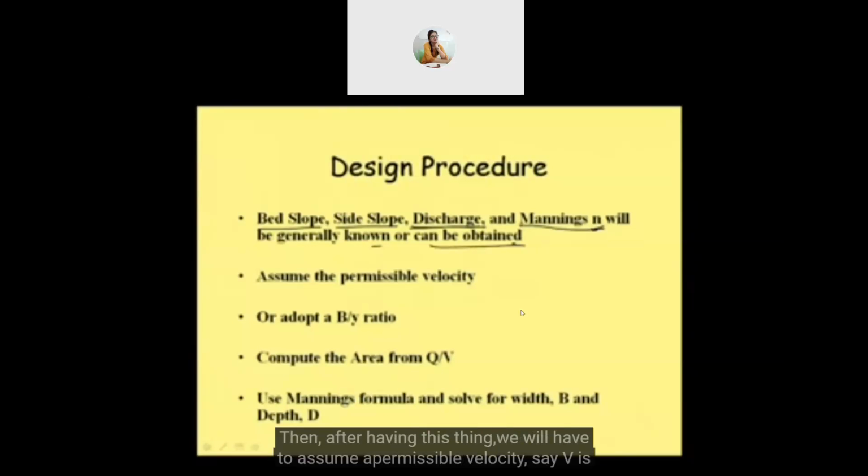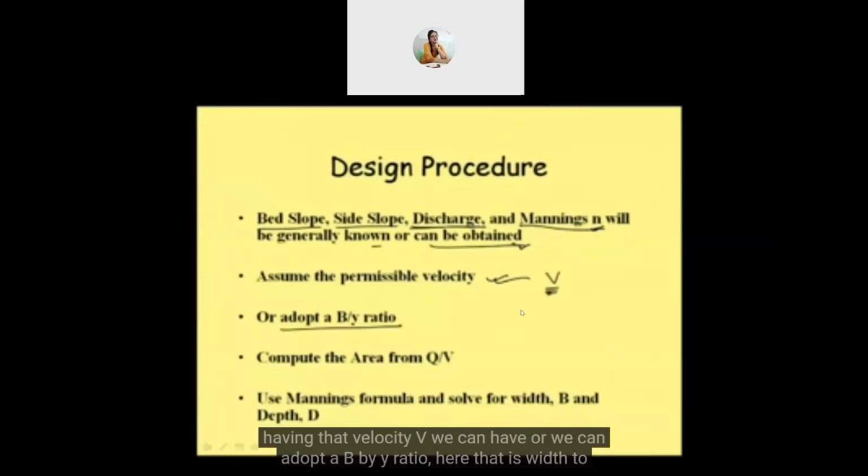Then after having this, we'll have to assume a permissible velocity. So say V is known. What should be V? Or sometimes, rather than having that velocity V, we can adopt a B by Y ratio, that is width to depth ratio. And some organizations have worked, and for a particular discharge, what should be the B by Y ratio, some tables or graphs are available that we can also use. Of course, this is more convenient.